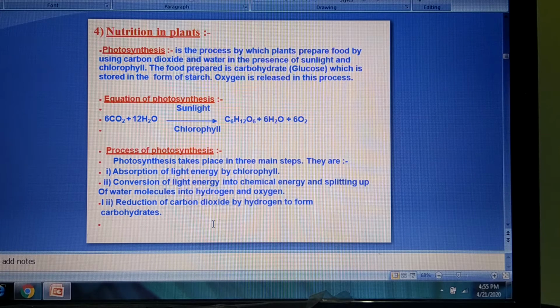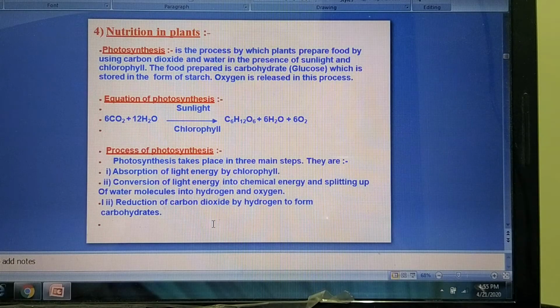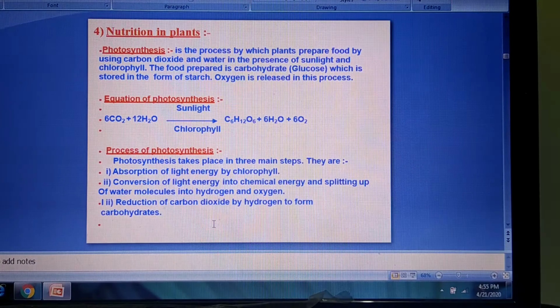Where is this chlorophyll present? Chlorophyll is present in the chloroplast of plant cells, especially in the leaf cells. In that we can see a green colored pigment called chlorophyll that is absorbing sunlight. After absorbing sunlight, that energy is stored in the form of chemical energy in the plant cells. Chemical energy, that is ATP.